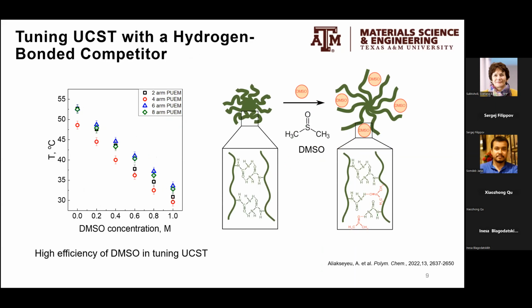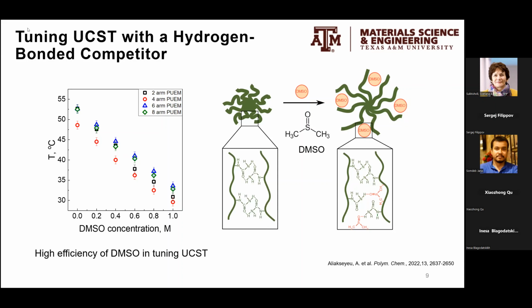But what actually significantly affects the intermolecular bonding and the transition temperature is the addition of the hydrogen bonding competitor. So the UCST behavior which was observed is due to internal hydrogen bonding, which is shown here on the schematics. And as you start adding DMSO, a competitive hydrogen bonding solvent, you're going to form competitive hydrogen bonds between S=O and H moieties, disrupting this internal hydrogen bonding and therefore suppressing the UCST transition, which was interesting to observe.